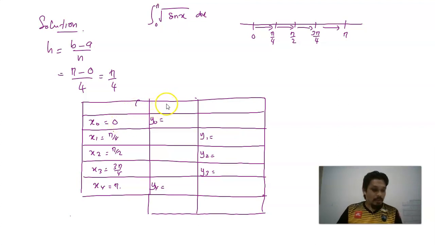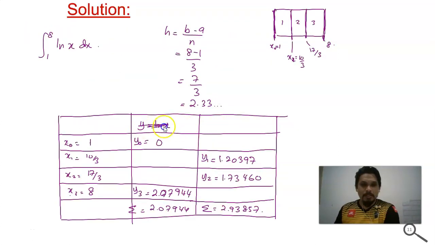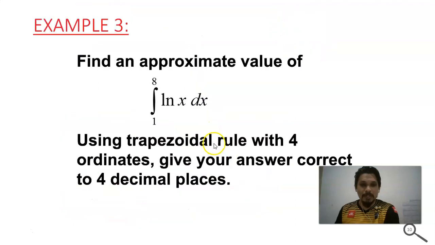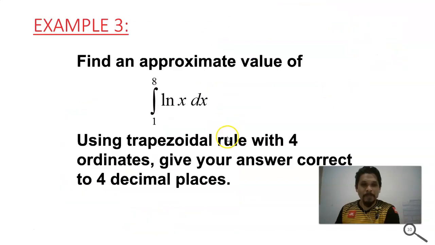Because for this one here, y equals the square root of sine x. Wait a minute. It should supposedly be y equals natural log of x, for both this side and the other side. I'm sorry. Okay, and supposedly write down here y equals 1 over 1 plus x squared. Okay, I'll make a correction there.